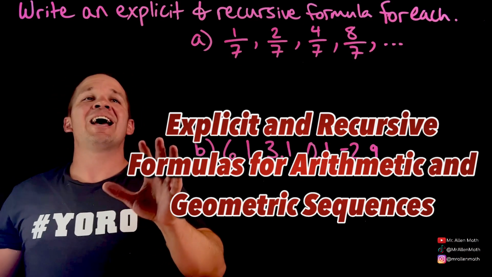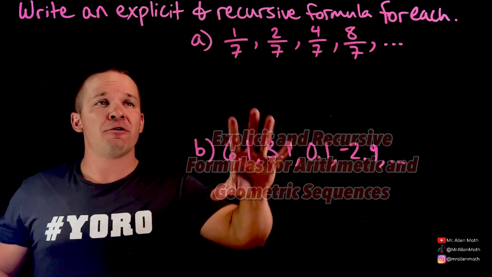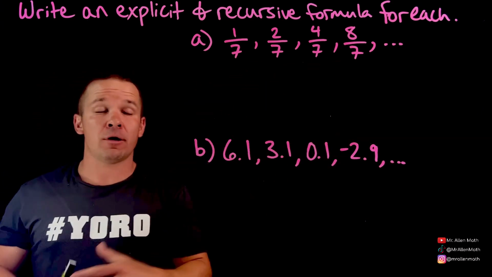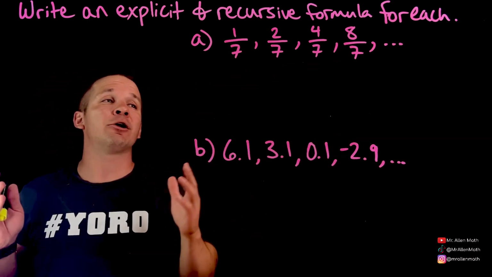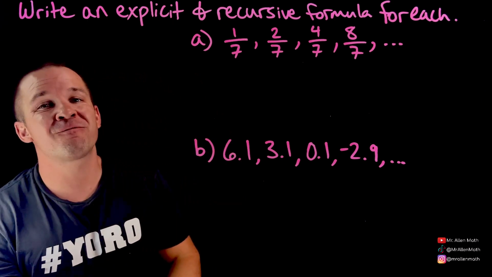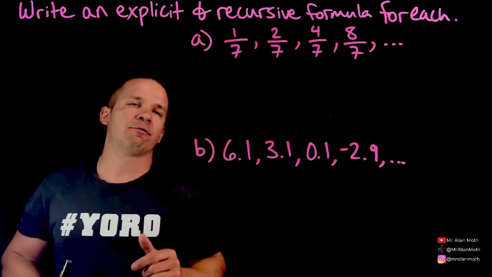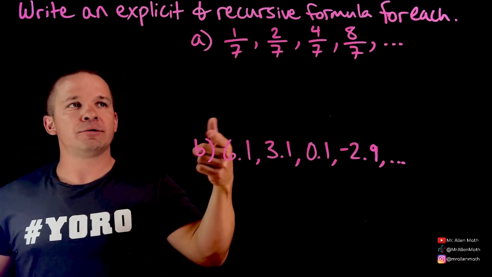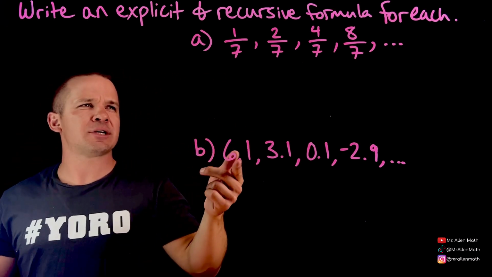We want to write an explicit and recursive formula for each one of these sequences that we have here. So is it geometric? Is it arithmetic? I don't know. We about to find out. For part A here, I have fractions. All right, 1/7, 2/7, 4/7, 8/7.